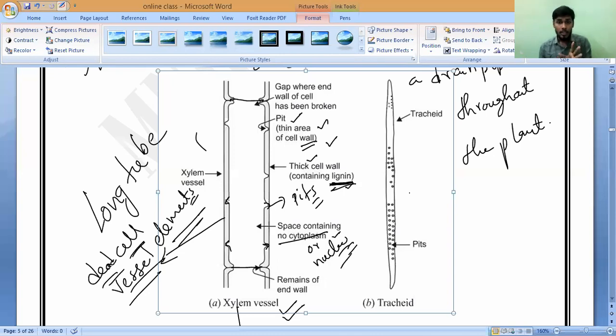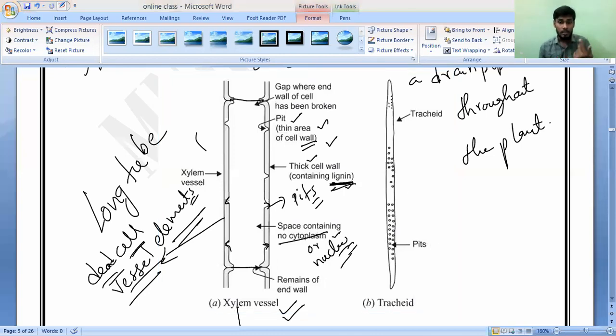Any doubt in this? So many questions we have. Understood, sir. This question-based analysis is most important. That is why we have a thin part of the cell wall in the middle. That is what we should call pits. But these pits are not open pores.